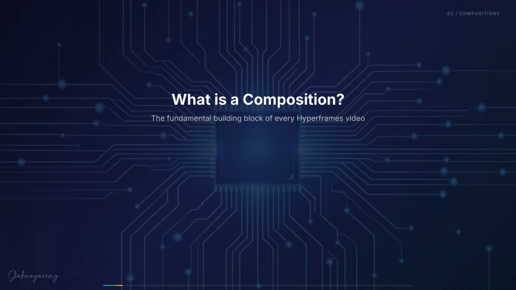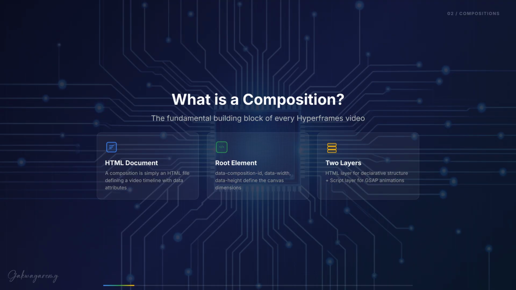At the heart of Hyperframes lies the composition. A composition is simply an HTML document that defines a video timeline. Every clip, whether it's a video, image, audio track, or animation, lives inside a composition. The root element uses data attributes like data-composition-id, data-width, and data-height to define the canvas. Think of it as a stage where all your elements perform.